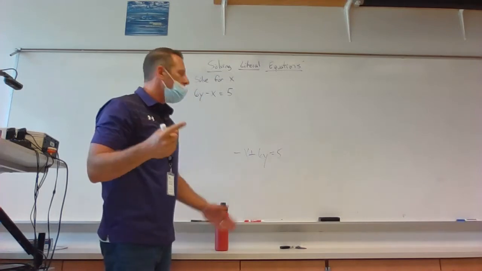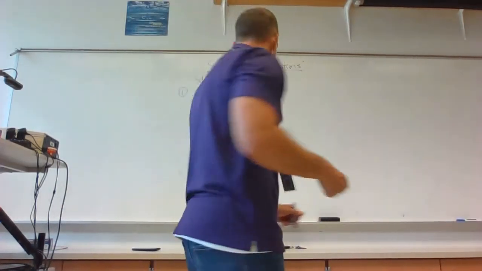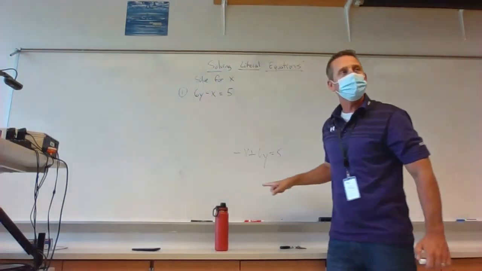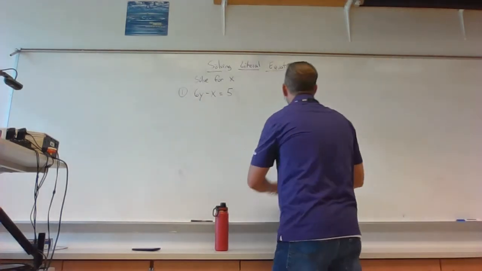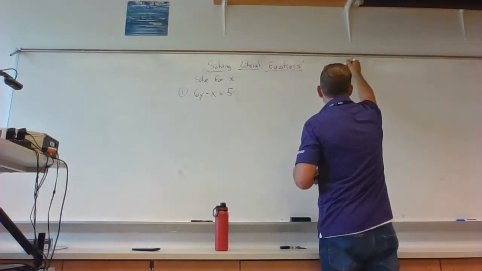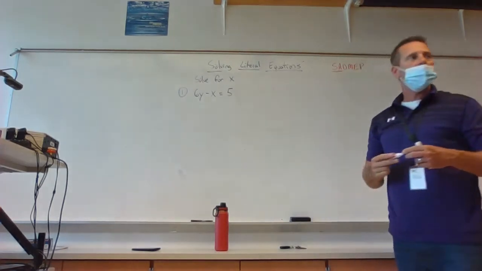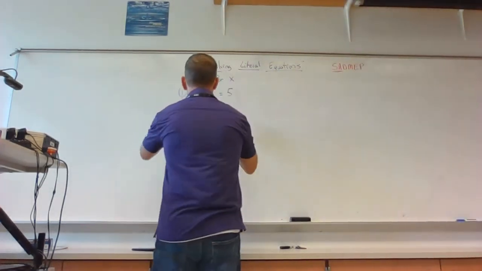Addition, very good. We're adding 6y to it. Okay, so we need to undo the multiplication and we need to undo the addition. Which one do we undo first? We're going to add or subtract something to the other side. What are we going to add or subtract?